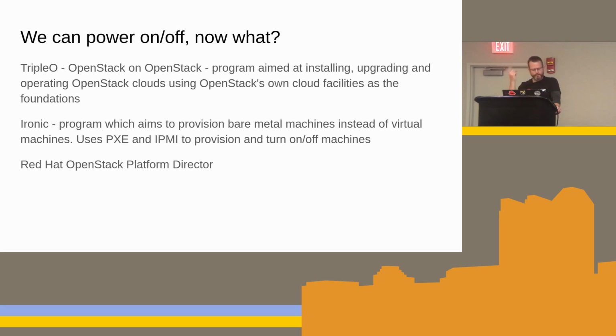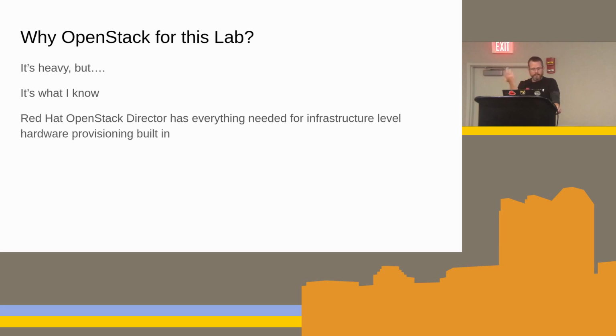So the product name of this is actually OpenStack Platform Director, but essentially if you look at RDO or the upstream stuff, it's OO and Ironic combined together. So why did I pick it? It is heavy.